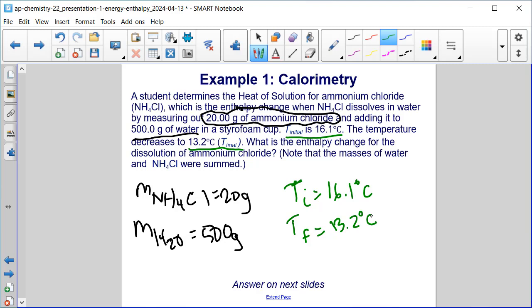Okay, so if the temperature is decreasing, I want you to try to make a prediction. Do you think this is endothermic? Do you think this is exothermic? Will we get a heat of solution or an enthalpy change that is greater or less than 0? Something to think about. Let's take a look at how we work this out on the next slide.